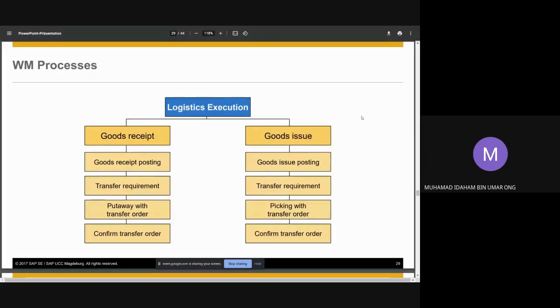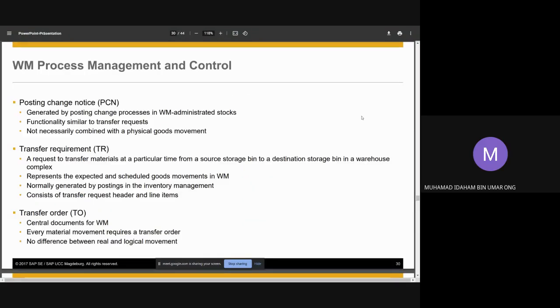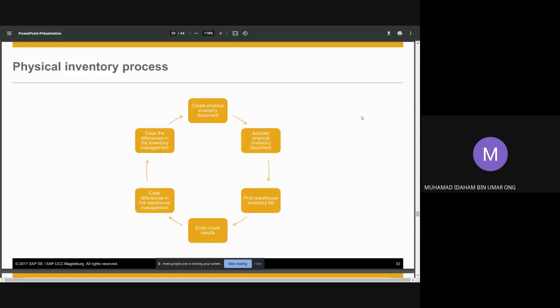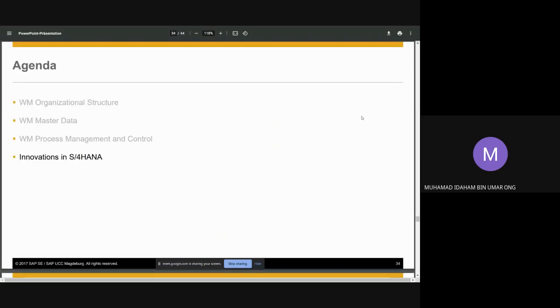Okay. Now this is the goods receipt, goods issue. We're not going to be looking into this. This one we can skip. Transfer order, inventory, not much there. Okay, so basically that's it regarding inventory and warehouse management.